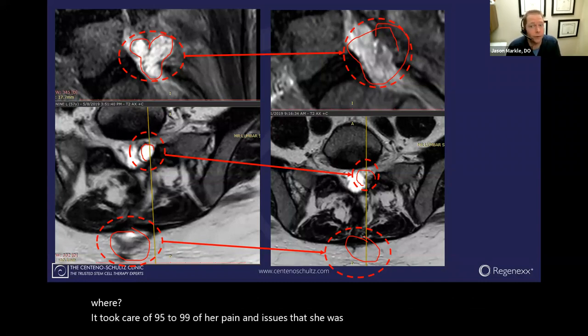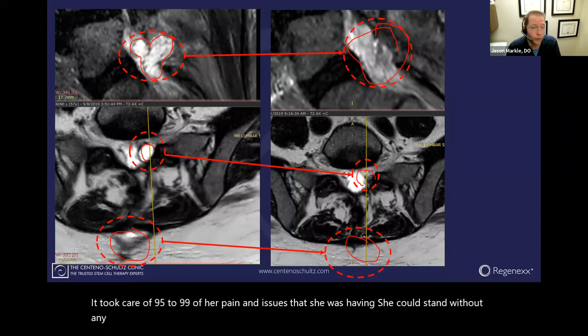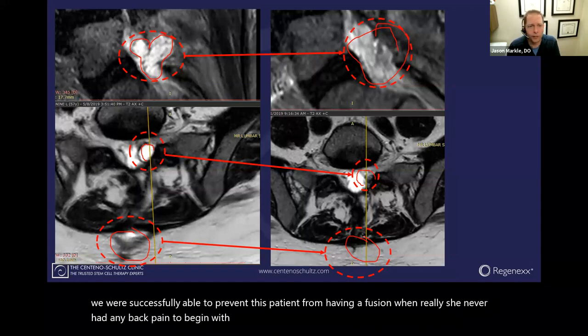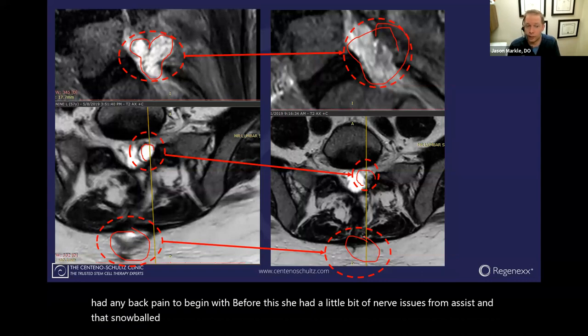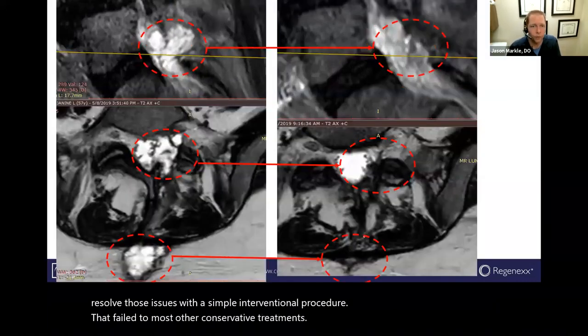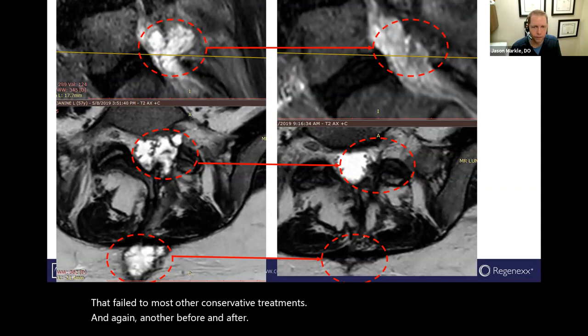She could stand without any headaches, she could lay down, she could move around, no longer got any nerve pain, and we were successfully able to prevent this patient from having a fusion when really she never had any back pain to begin with. Before this, she had a little bit of nerve issues from a cyst, and that snowballed into complicated surgeries with dural leaks, and eventually we were able to resolve those issues with a simple interventional procedure that failed some of those other conservative treatments. And again, another before and after.